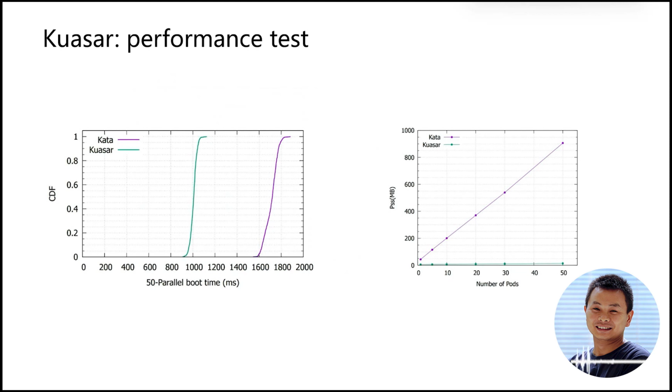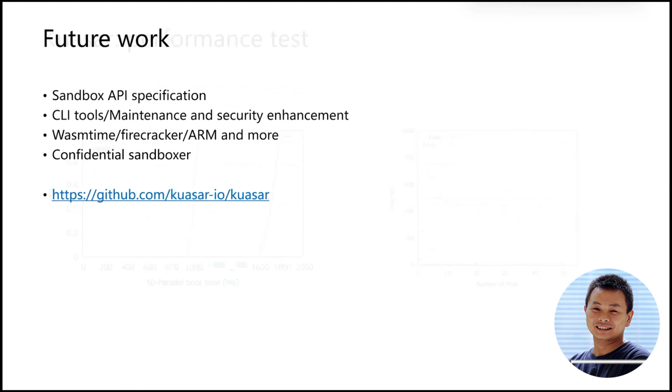We can also see that it can reduce the memory overhead by about 1 GB for 50 pods running on a node. I think this is important for IoT devices or memory-restricted environments, because the memory is restricted. So we can say the 1 GB is also a big saving of memory.